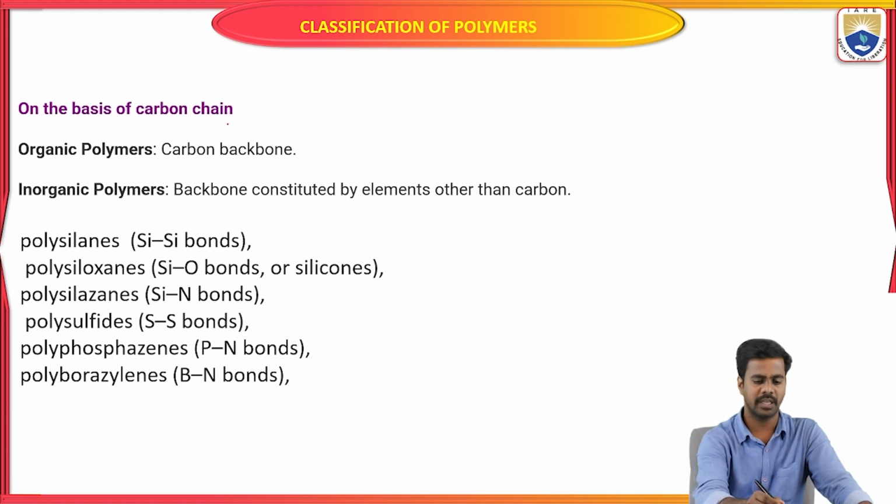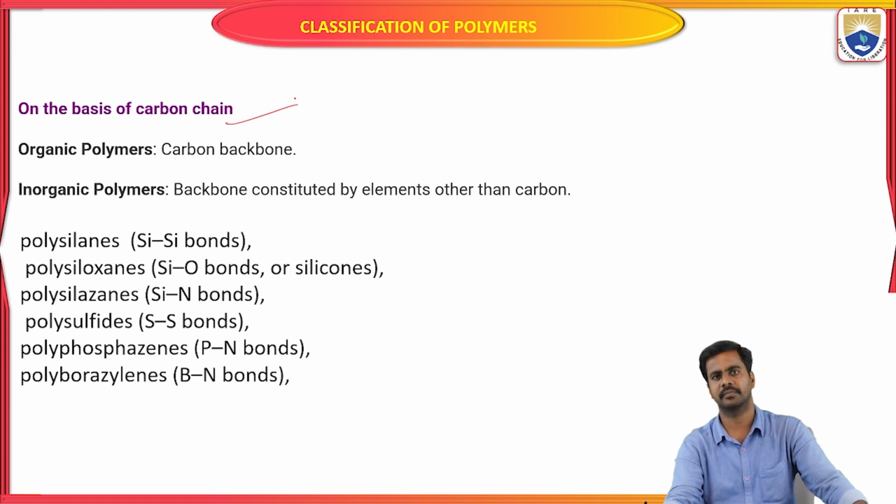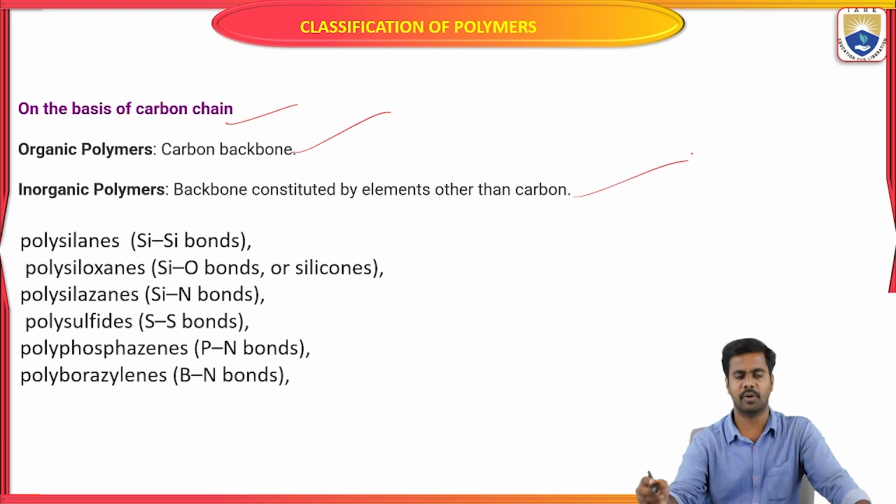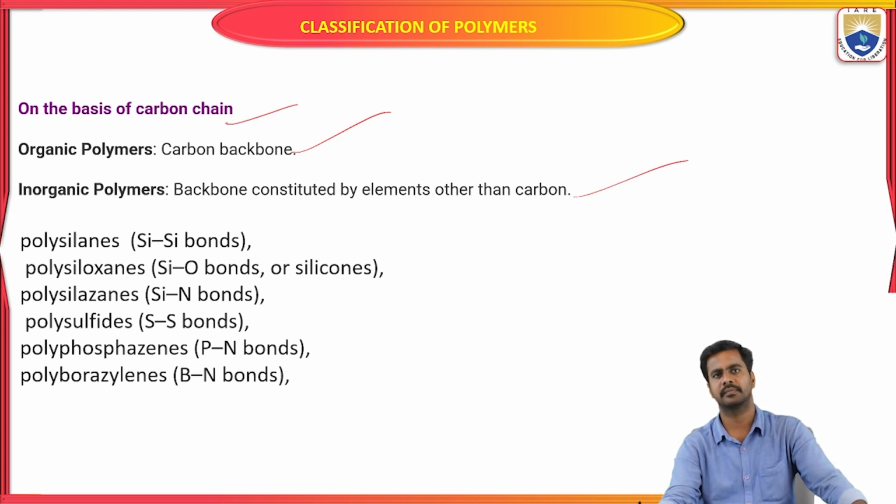Next classification is on the basis of carbon chain. So on the basis of carbon chain, we can classify the polymers into organic polymers and inorganic polymers. In organic polymers, the backbone in the monomers should be carbon. Example, PVC, polythene, bakelite, etc.